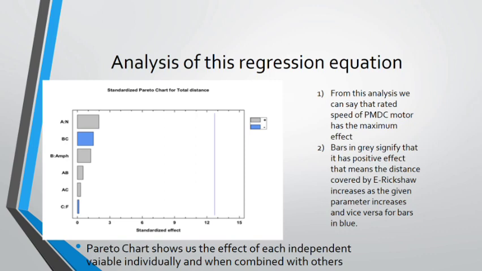In this graph, the gray boxes signify that the distance traveled by the e-rickshaw is increasing, which means a positive effect, and the blue boxes signify a negative effect, meaning the e-rickshaw travels less distance as this parameter increases.